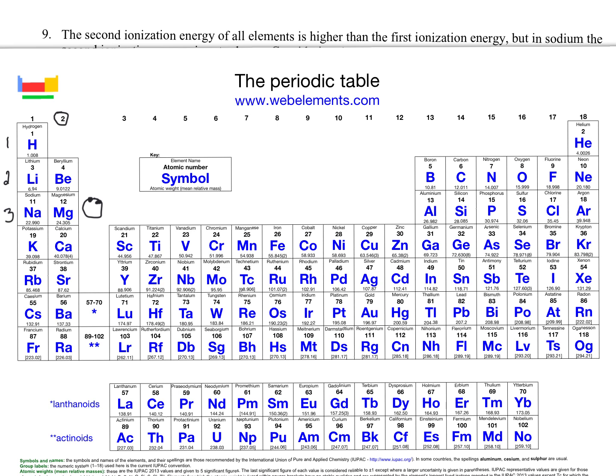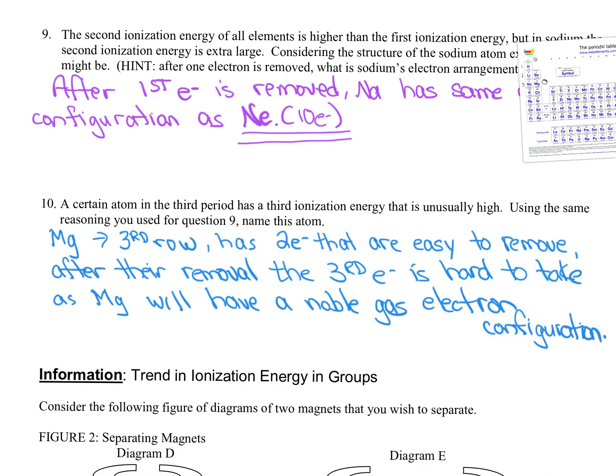Okay, so I'm not going to draw the whole thing. So we can get rid of these 2 electrons, but then if we try to get the third, the same thing as sodium. It now has a noble gas configuration, and that is very hard to remove. So magnesium is the answer. It's in the third row. It has 2 electrons that are easy to remove, and then when we try to remove the third, it's going to get very hard because at that point it has a noble gas electron configuration, which is what elements want to achieve, and so therefore it gets very hard to remove.